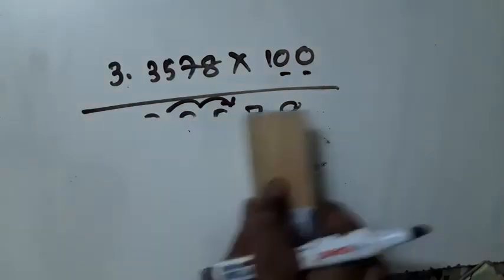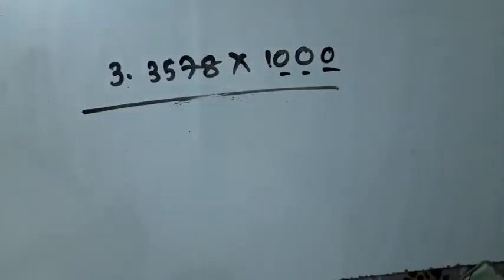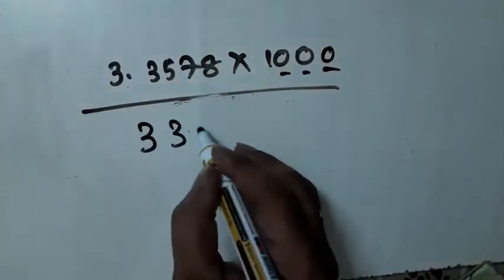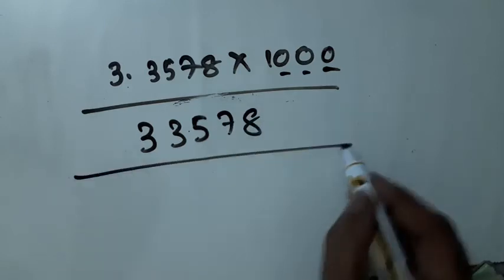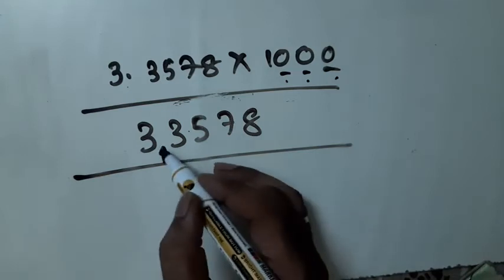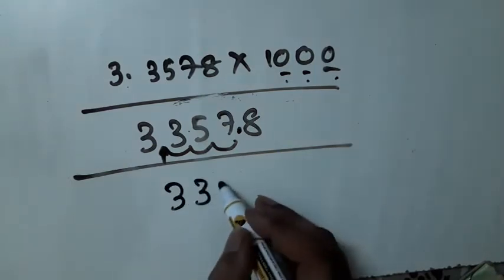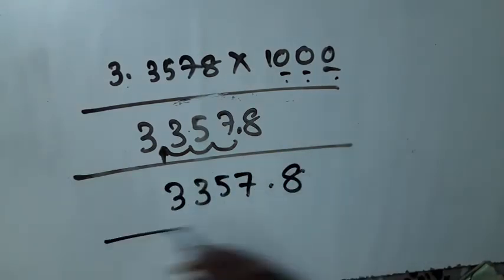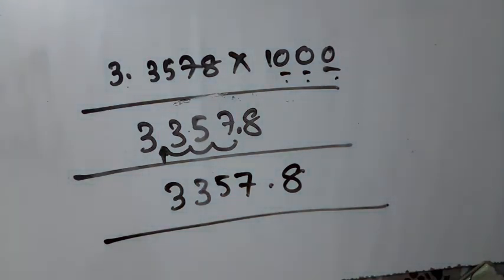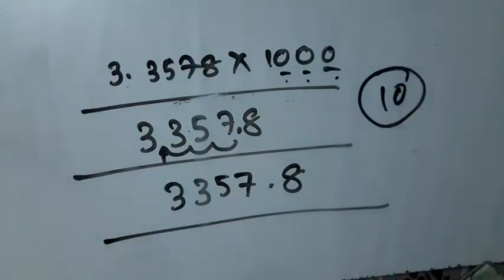Let's do the same multiplication again. Now we will take 1000. Same thing, we will write down the number as it is. After that, we will count the number of zeros, 1, 2, 3. So our decimal point will move three places. So 1, 2, 3 and the point reaches here. So that becomes now 3357.8. The same way we can multiply it by 10,000, 1 lakh, 10 lakhs, whatever it is, it should be a power of 10. That's the most important thing you have to remember. So 10, 100, 1000 and so on.